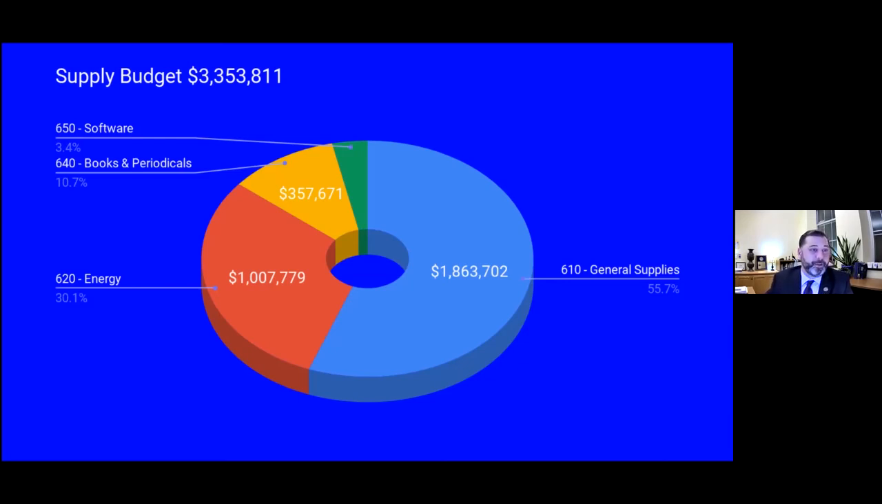The books and periodical categories, which has actually increased because of the way the state account coding says now, we do buy some small technology through the books and periodicals when they're under a certain threshold.